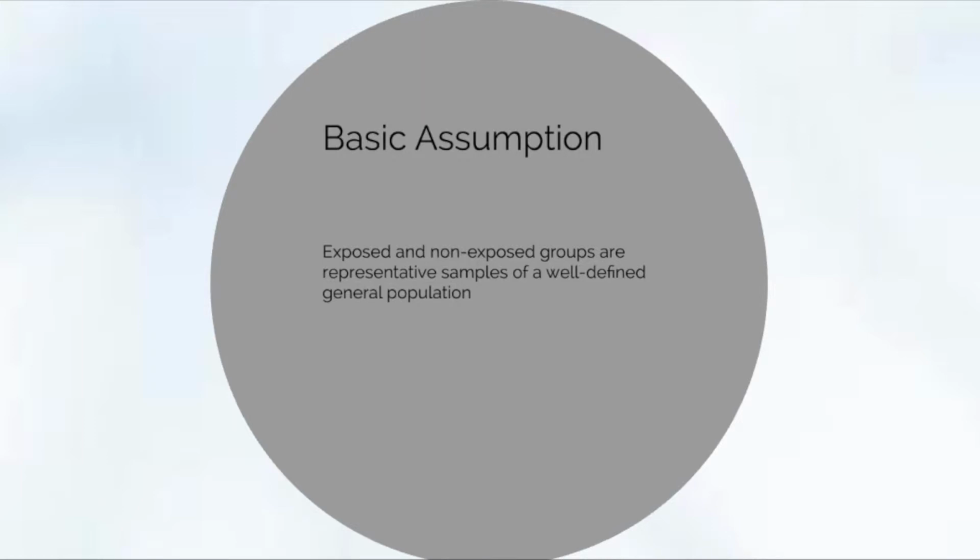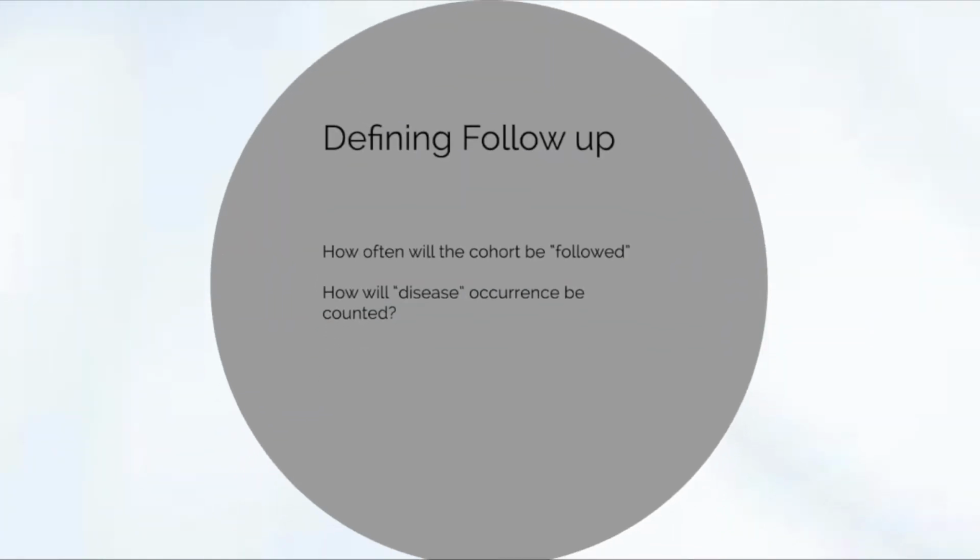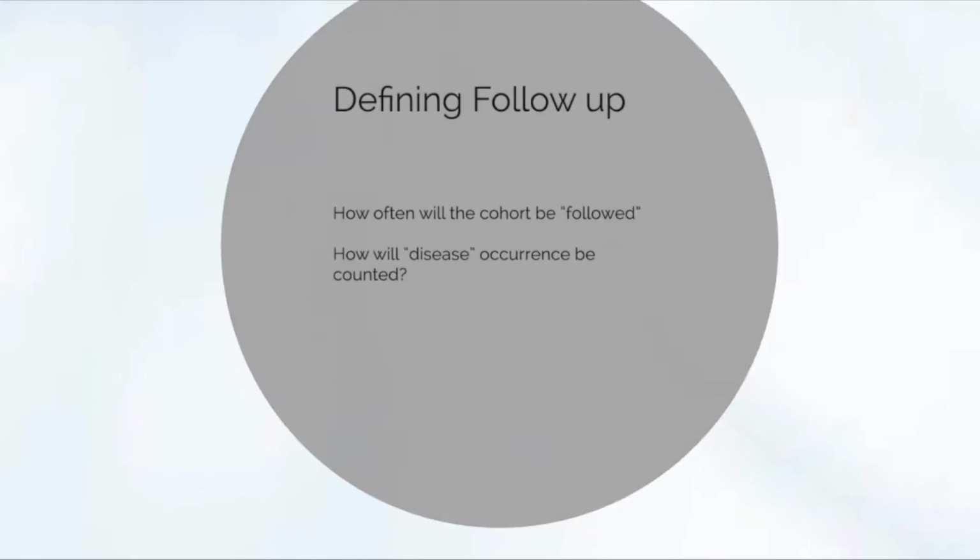When defining follow-up, especially in a prospective cohort study, you want to consider how often will the cohort be followed. Will you be able to have continuous surveillance? Will you follow up monthly, yearly, every 3 years? You want to consider what is feasible. You also want to consider how will disease occurrence be counted.